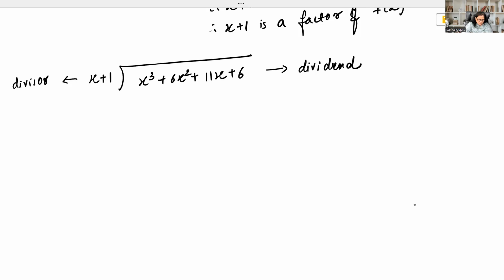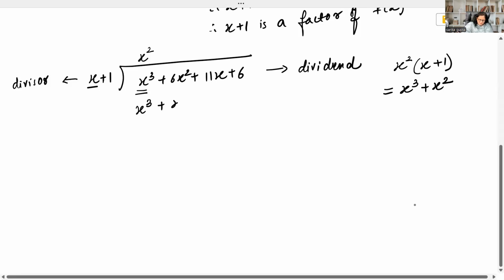To perform this division, take into consideration the first term of the divisor, which is x, and the first term of the dividend, which is x cube. So we have to obtain x cube from x. We have to decide one term for the quotient, which when multiplied by x will give the answer plus x cube. That term obviously is x square. But x square won't multiply only x, because the entire divisor is x plus 1. So x square will multiply the entire divisor x plus 1 and give the answer x cube plus x square. So we write x cube plus x square here.